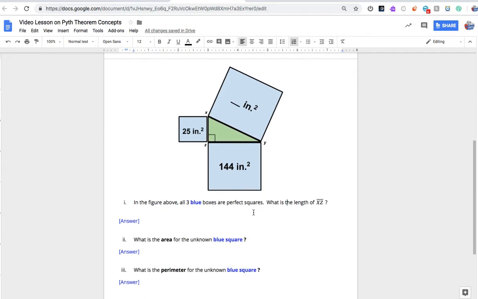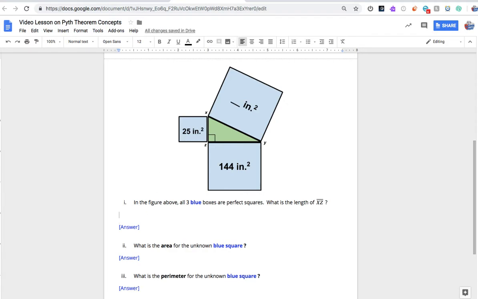Today we're going to focus on how we can find the area and the perimeter when we see squares attached to this right triangle. First off, they say in the figure above, all three blue boxes are perfect squares. They want to know the length of line segment XZ. When we see a line over two letters, in geometry that tells us the line segment that connects point X and point Z. I know that the blue box is a square, and the area of a square is side times side, or side length squared.